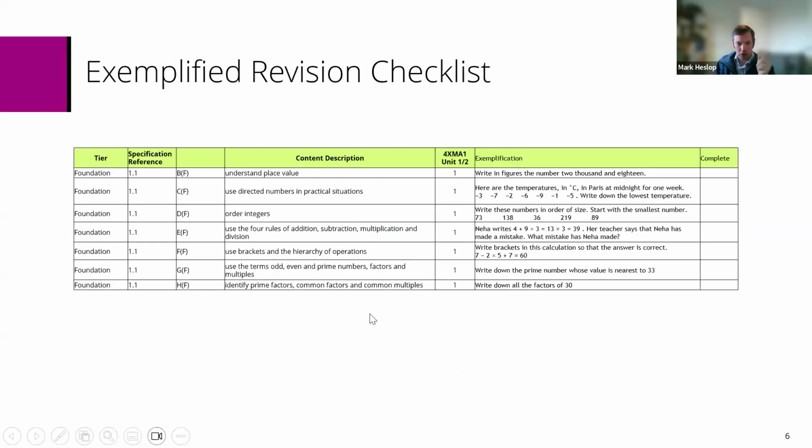Okay. We'll also be putting out later this week an exemplified revision checklist that's going to be aligned to those revision sheets. So this is where we've taken the specification and actually put some wording to it for it to make sense to students. There's some of these statements in the scheme of work in the specification. You think, okay, how would we assess that? So we've given little examples. We're not saying that these are representative of the range of questions. They're just to give some context. So, what does understand place value mean? Well, a question could be, write in figures the number 2018.